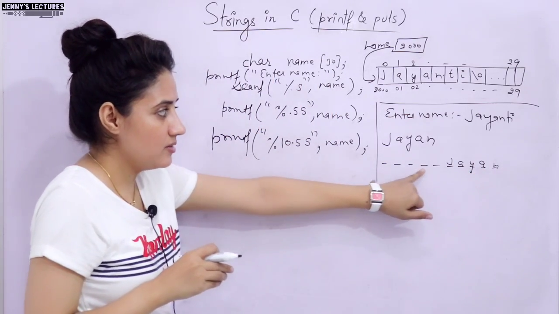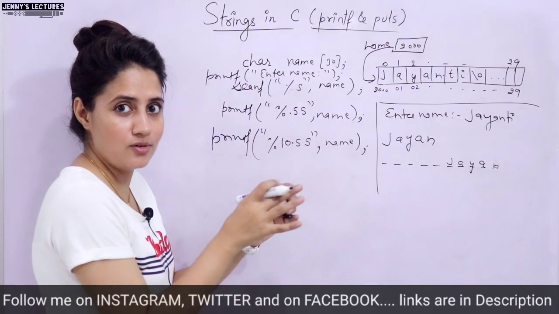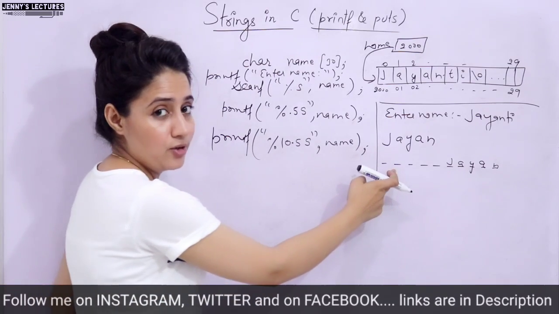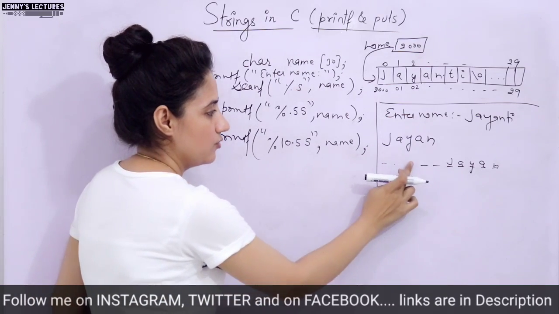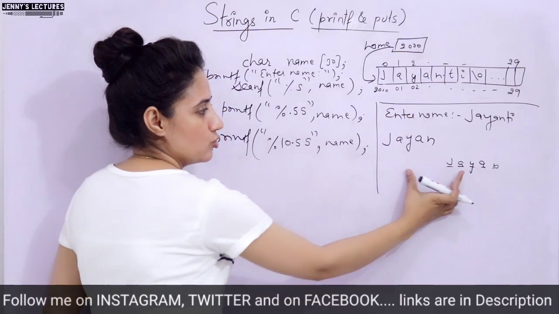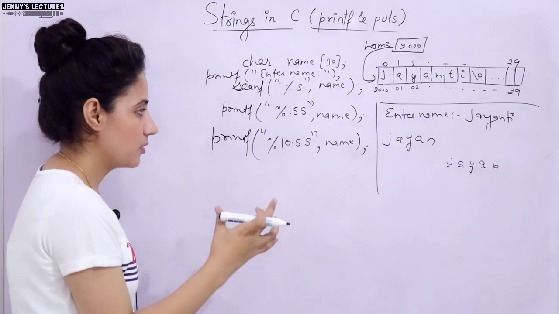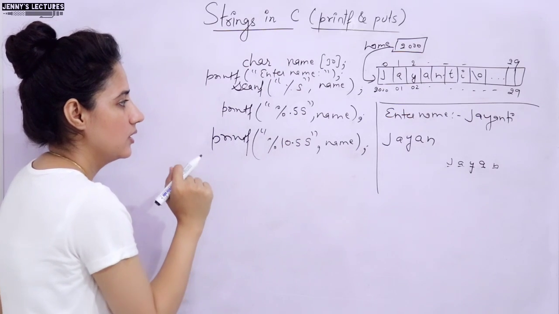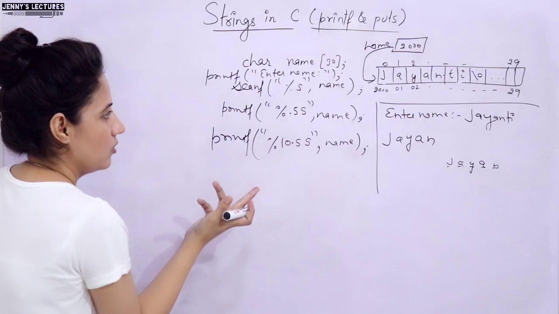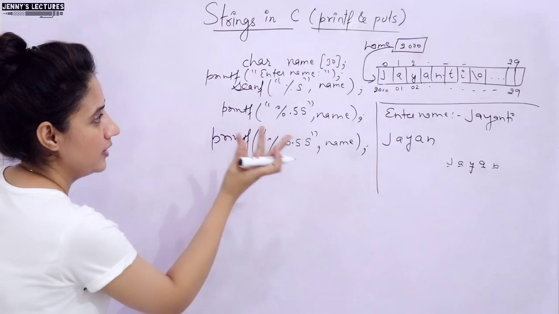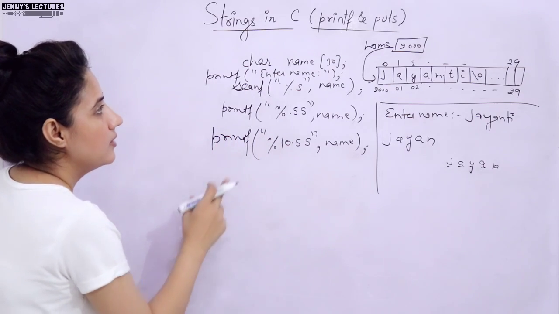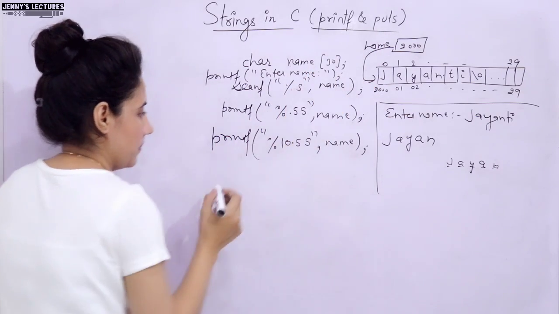I mean, you will not get this underscore here. I am just showing it to make you understand that here we have a field width, so there are spaces. So something like this would be printed. Here you will get some space, because you are providing a field width. So that is, I guess, all about printf, how to use printf to print a string, and now how to use puts.